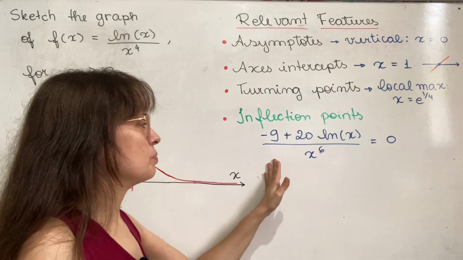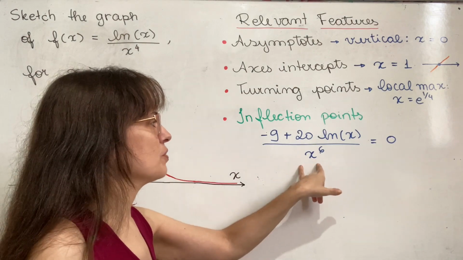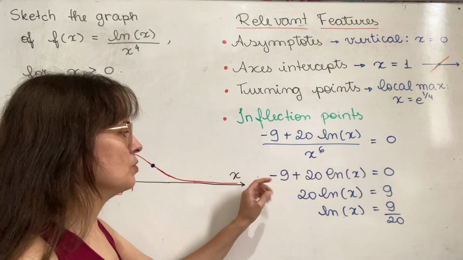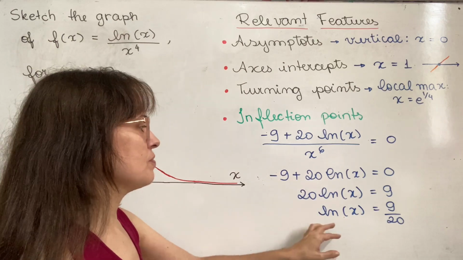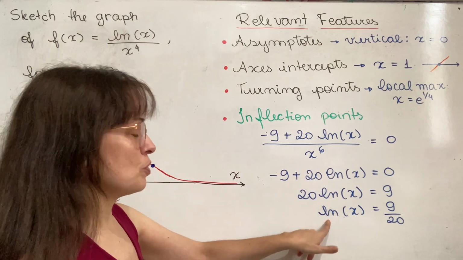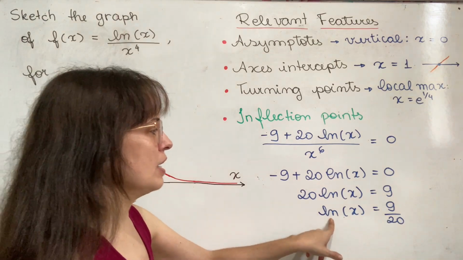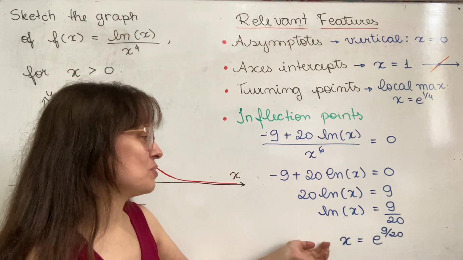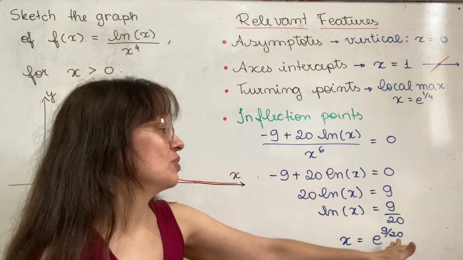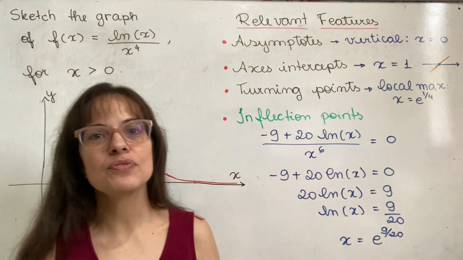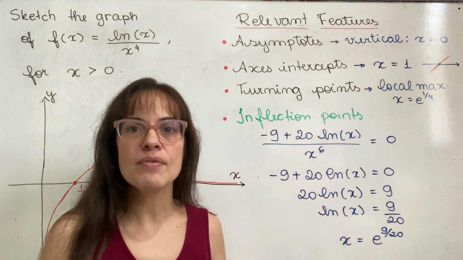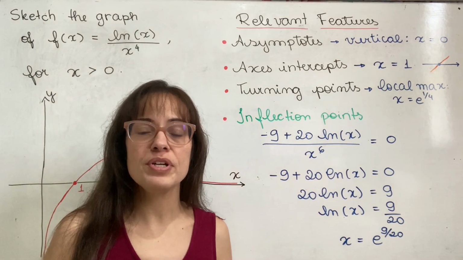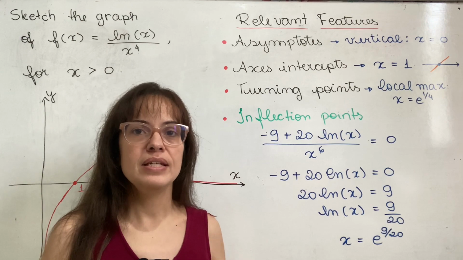We start by multiplying both sides by x to the power of 6 to get rid of the fraction. And then we added 9, we divided by 20. Now the only step left is to use the exponential to get rid of this ln, and the answer turns out to be e to the power of 9 over 20, which is another one of those numbers that may look a little bit ugly. We don't have precise digits for it, but then again, we don't need them.